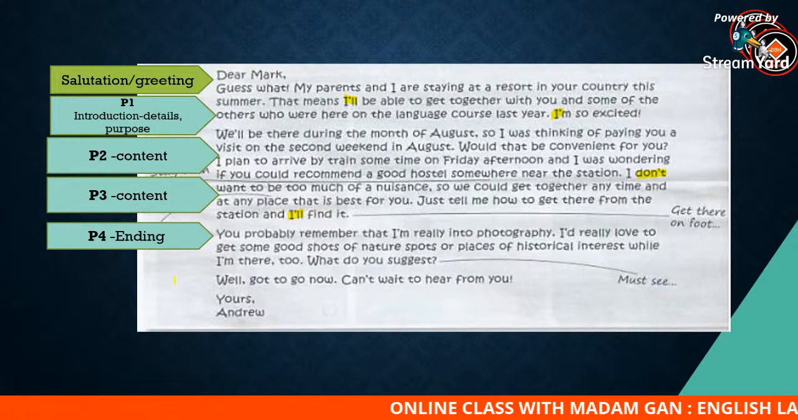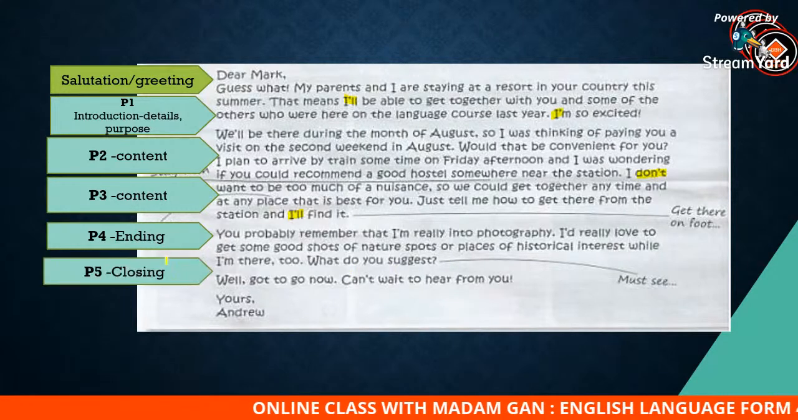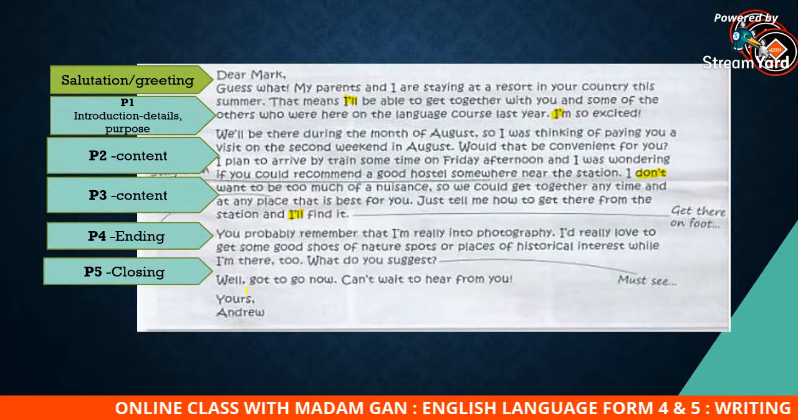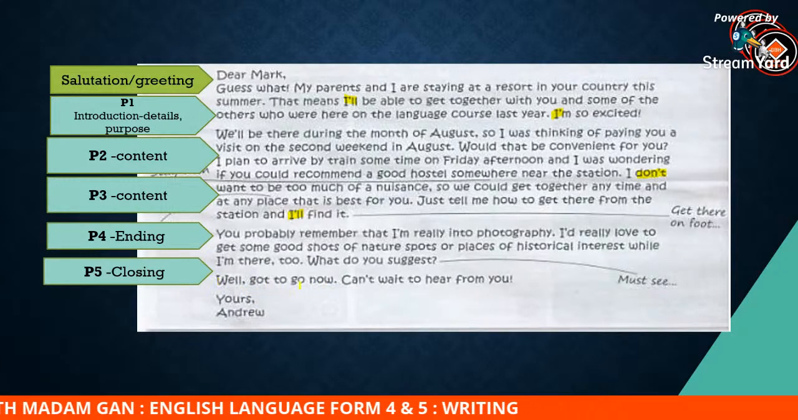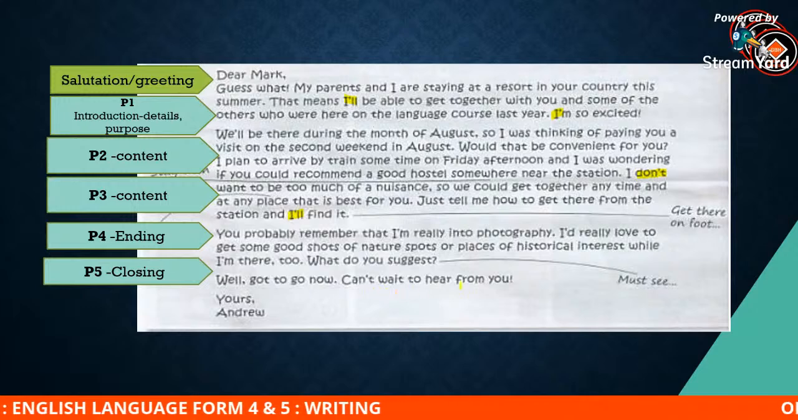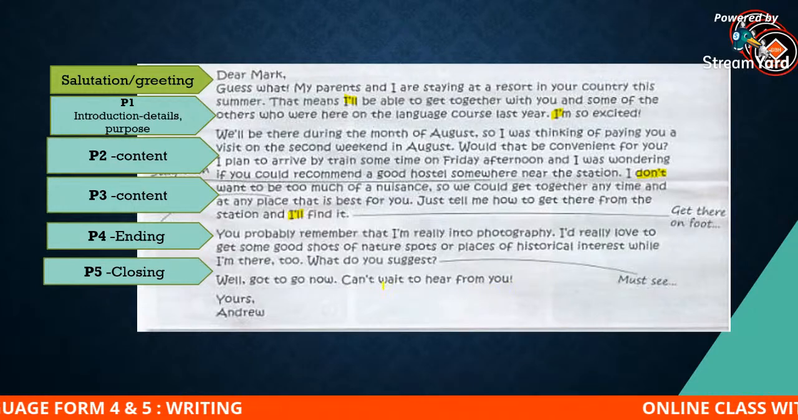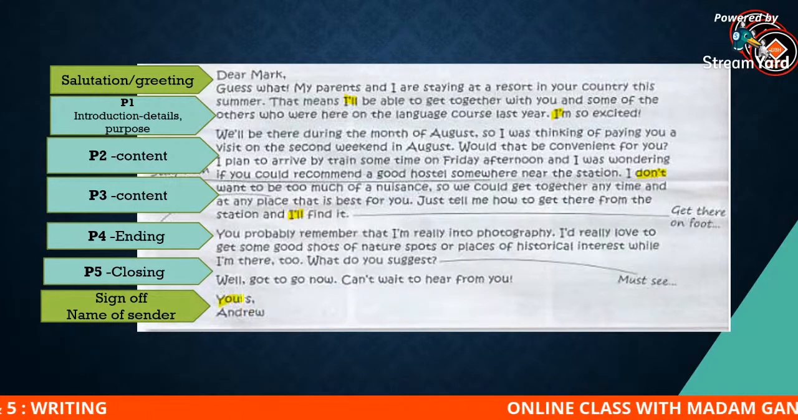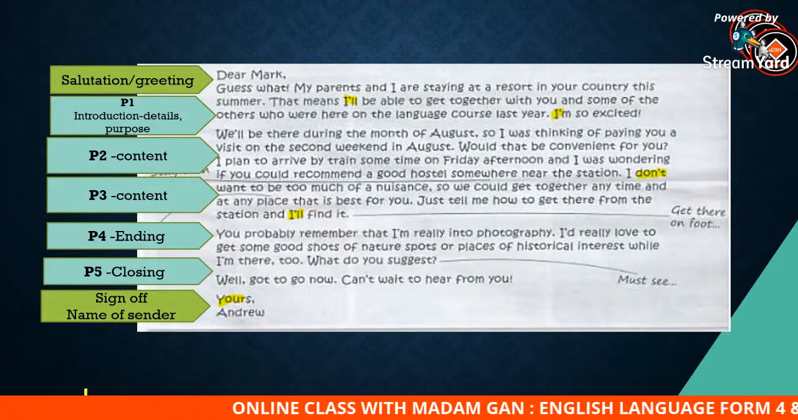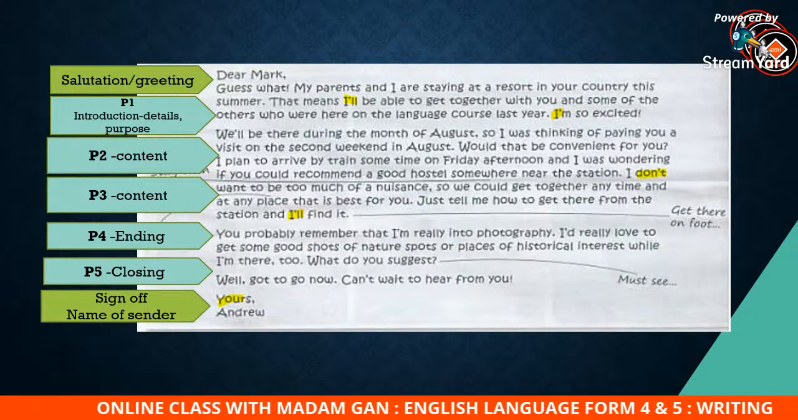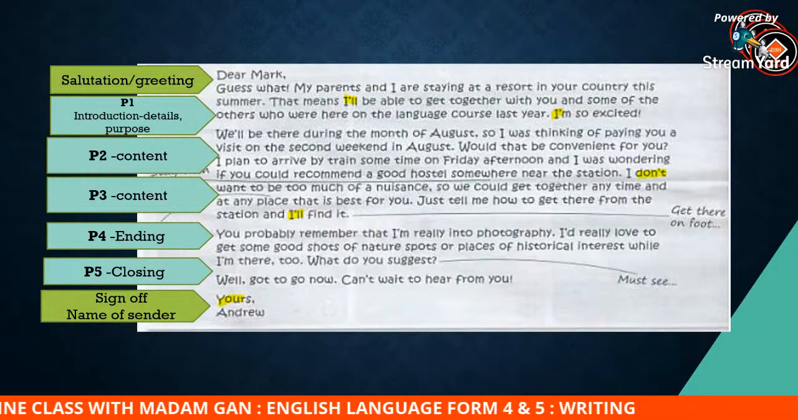Okay, so this is the ending. And then the closing: well, got to go now. So you can see here, this is informal. Well, got to go now. Can't wait to hear from you. Okay, so sign off, yours, and then the name of the sender, Andrew. Okay, so this is how you answer for section or part 1 of your exam.